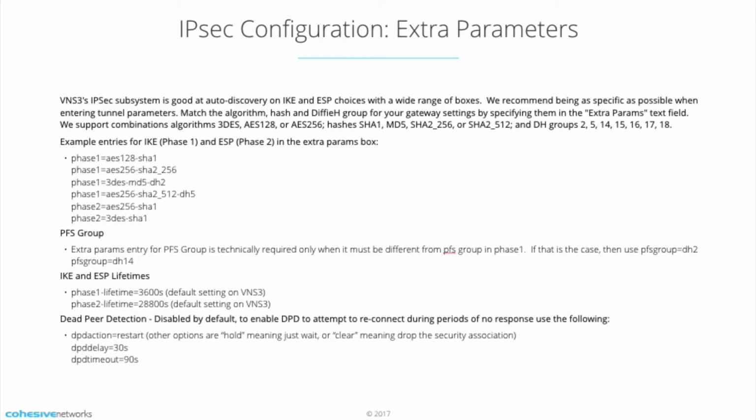Same thing with phase 2. Specify your algorithm, specify your hash. PFS group equals something, same sort of thing: DH2, DH5, DH14, DH18. Your lifetimes, s for seconds. The default settings on VNS Cube are 3600 and 28800. But again, be specific to match what the customer is doing.